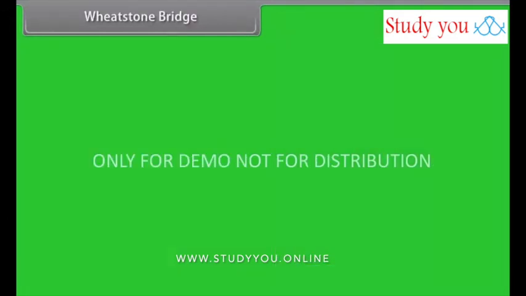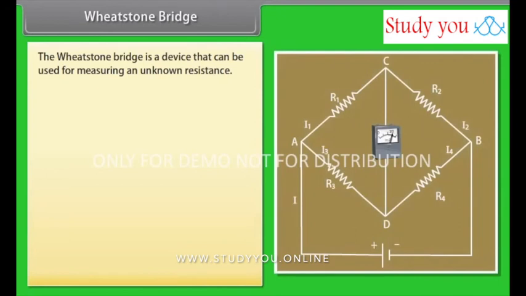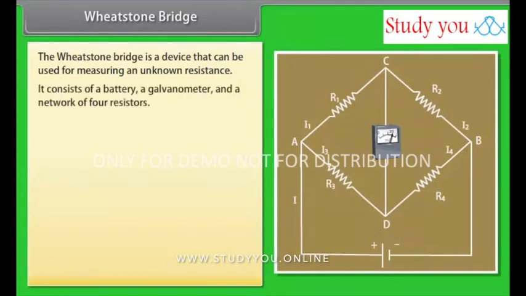Wheatstone bridge. The Wheatstone bridge is a device that can be used for measuring an unknown resistance. It consists of a battery, a galvanometer, and a network of 4 resistors.